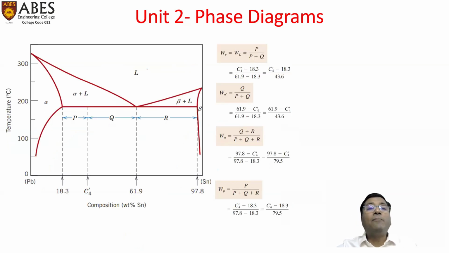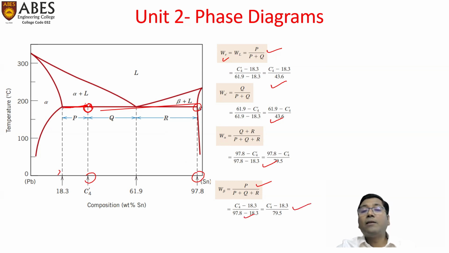And how can we calculate the mass fractions of those? Here it is written: W eutectic equals WL, which is equal to P upon P plus Q as per the lever rule. We can find out all these things from these equations. And the mass fraction of beta would be equal to P at this point C4 dash. If we calculate, the mass fraction of beta would be the opposite arm, this P, divided by P plus Q plus R. Similarly, it is written here, P upon P plus Q plus R equals C4 dash minus 18.3 divided by 97.8 minus 18.3. So it will be this figure.